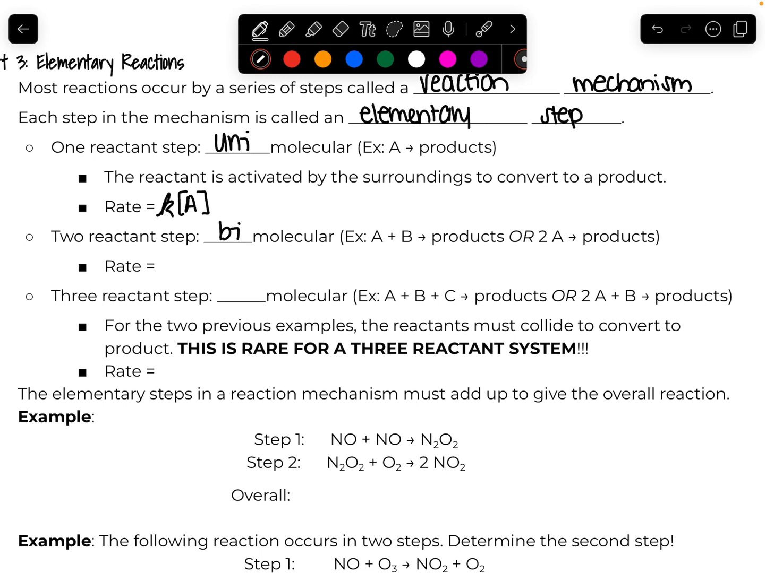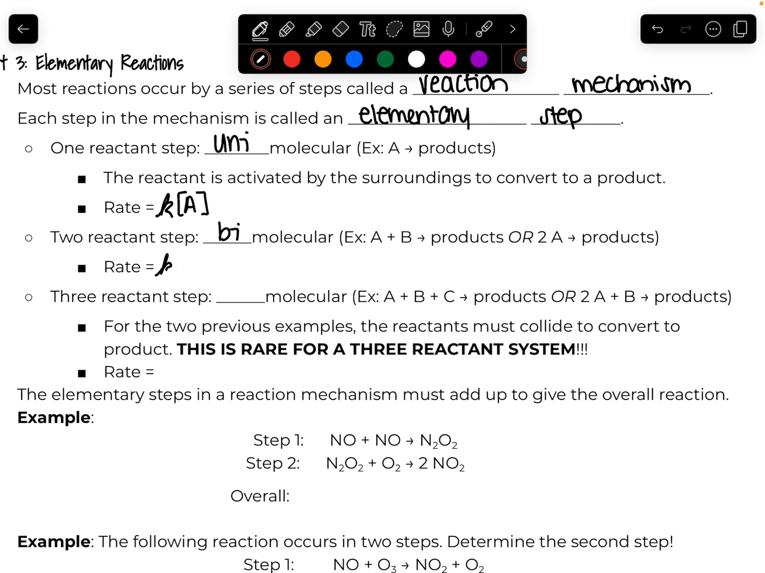So for these cases, your rate would be dependent upon both of those reactants. For the first reaction, your rate constant k is multiplied by the concentration of A and the concentration of B. So there would be your rate law. For the second one, your rate equals rate constant k times the concentration of A squared. It's doubly dependent upon the concentration of A.